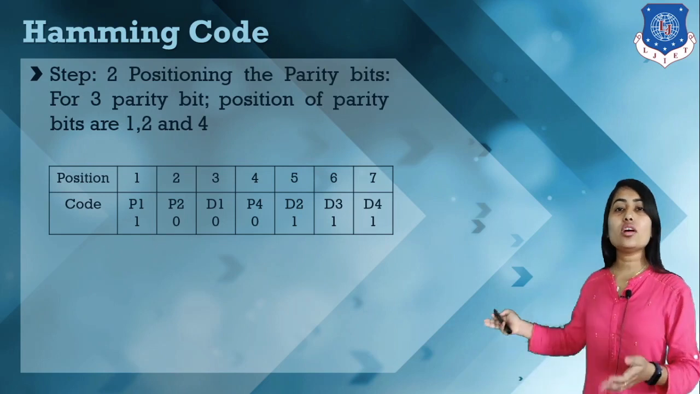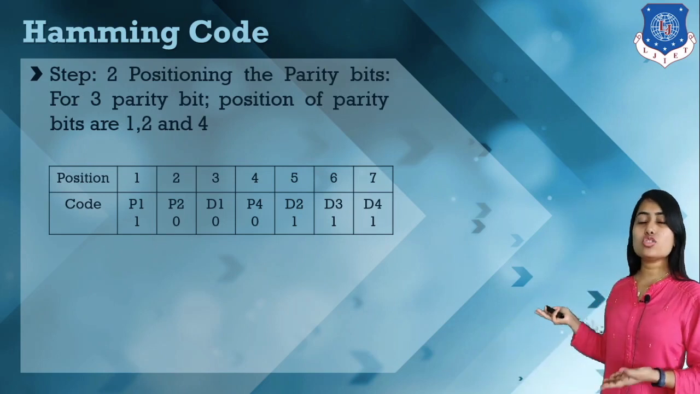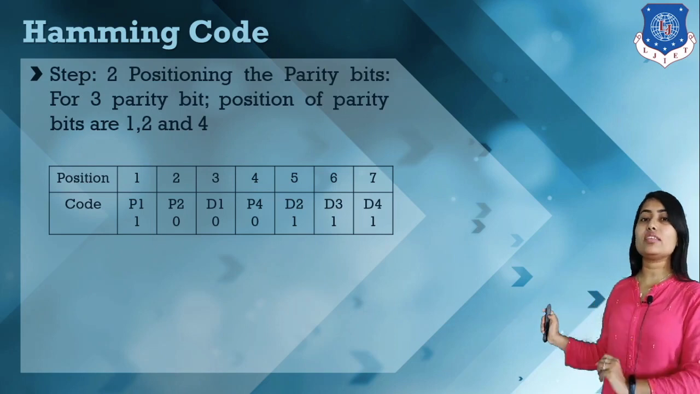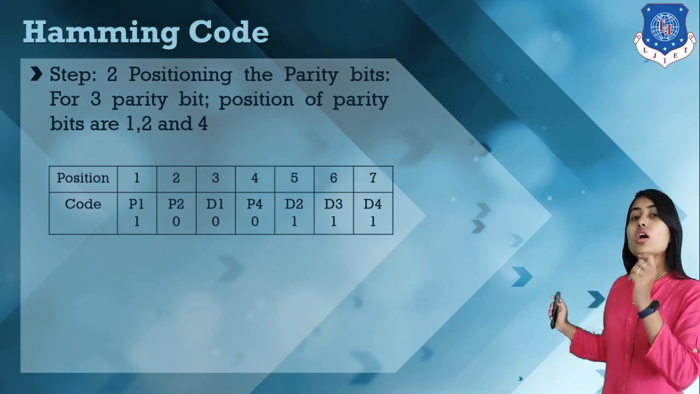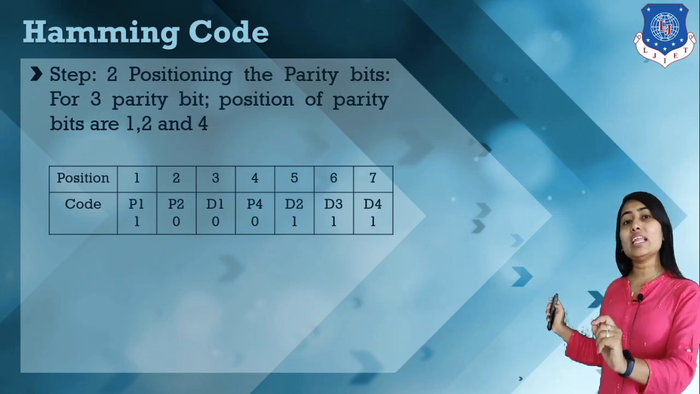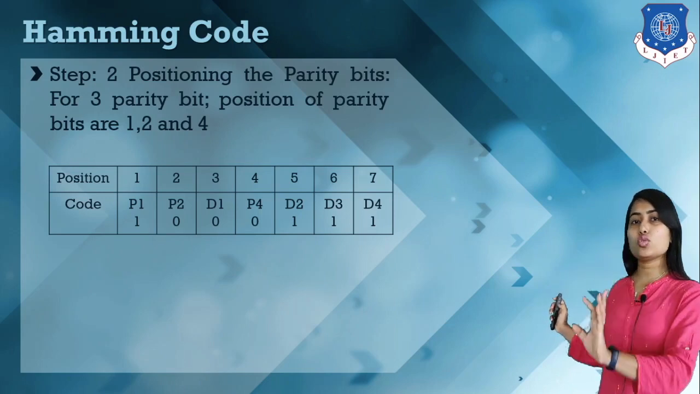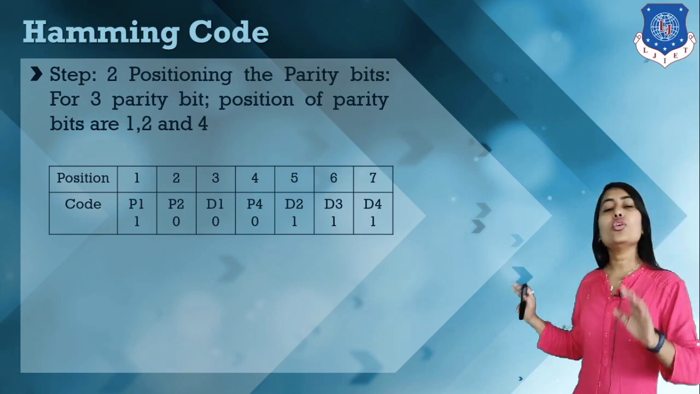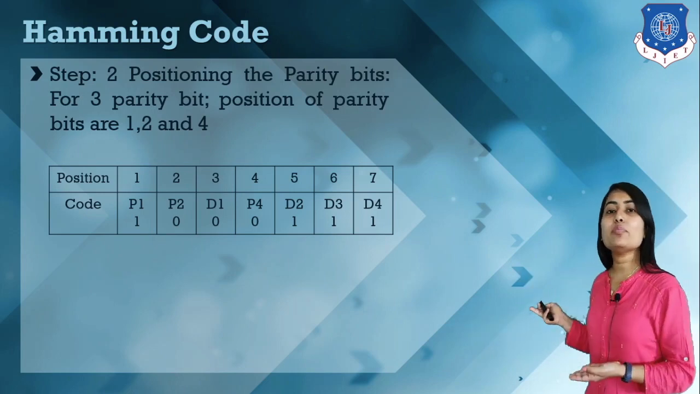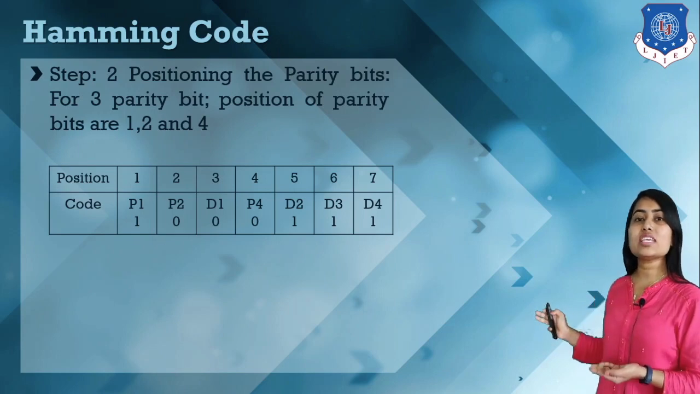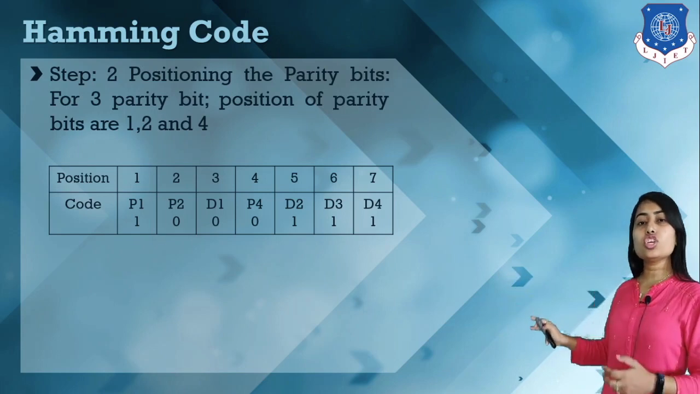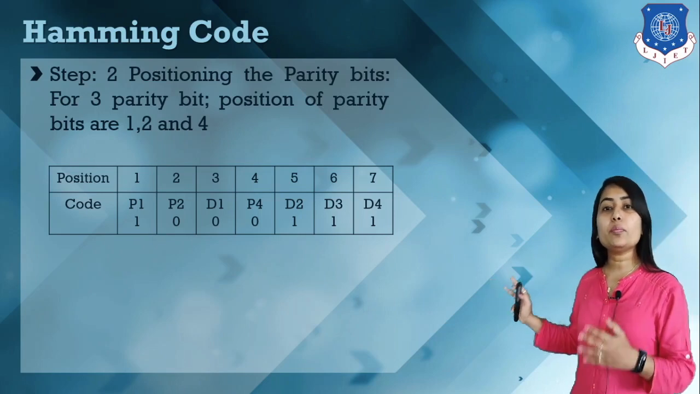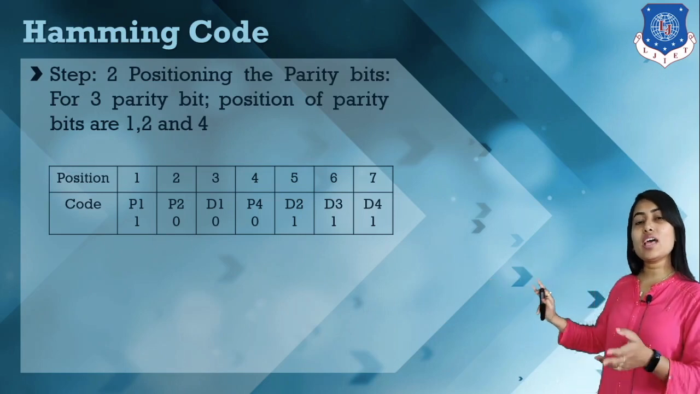Here we make a table, and here we write the values which are received. Remember, we write the values received by the receiver, because the receiver receives the information and performs recalculations on the received message. Here we have the transmitted message for our reference only. We write the received message, that is 1 0 0 0 1 1 1. Here we have P1, P2, then our information bit, P4, then our information bits.